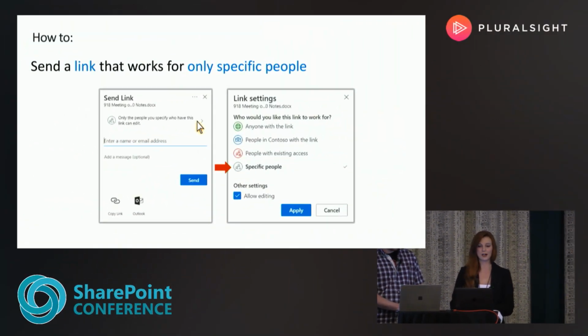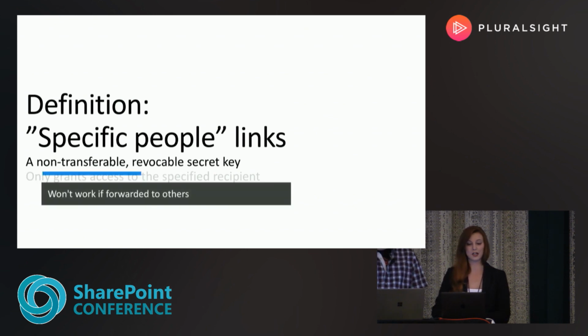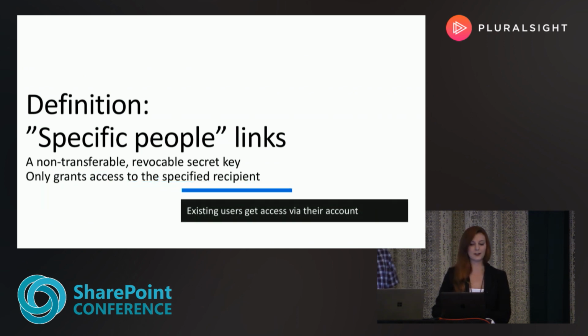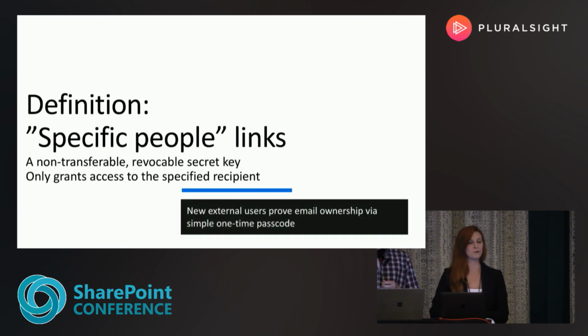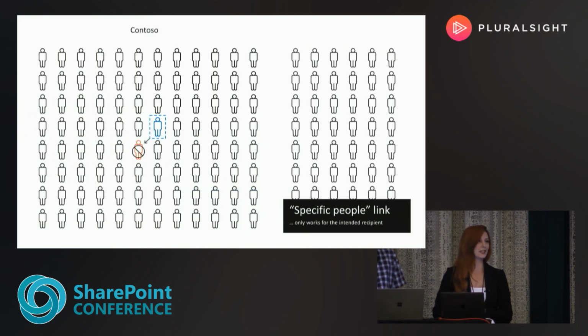So as you saw, this is how secure external sharing can work, leveraging the power of specific people links. By definition, these are non-transferable, revocable secret keys that only grant access to the specified recipient, as you saw with Stephen demonstrating as Larry. It's non-transferable, as in it will not work if forwarded to others, and it is only intended for the specified recipient. Now, existing users will get access via their account, and new external users will have to prove ownership via this one-time passcode, as Stephen showed. Now, visually, you can see pretty clearly that the person here in blue is able to access the link, but if they try to send that to anyone else, either internally or externally, it will not work, since they were not the intended recipient.